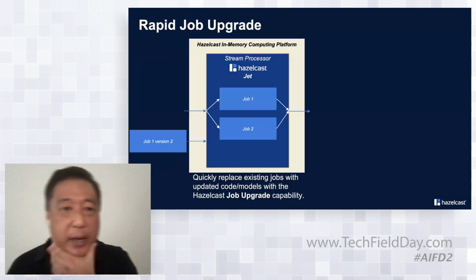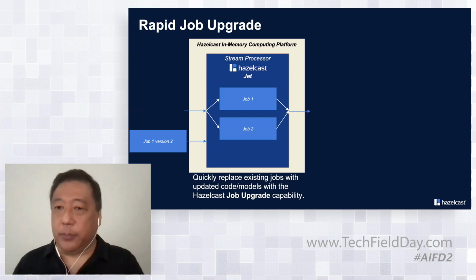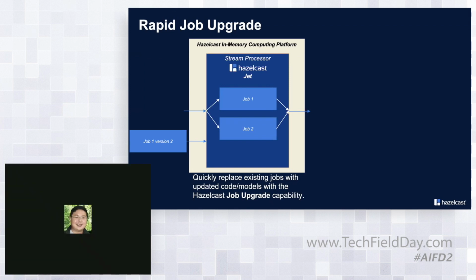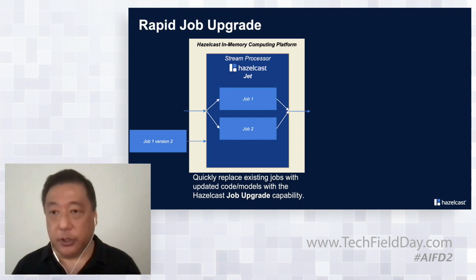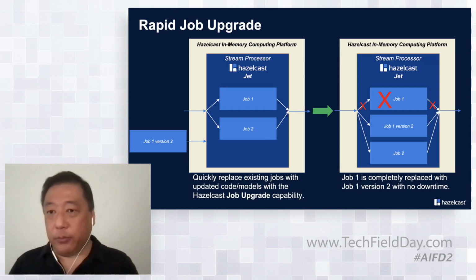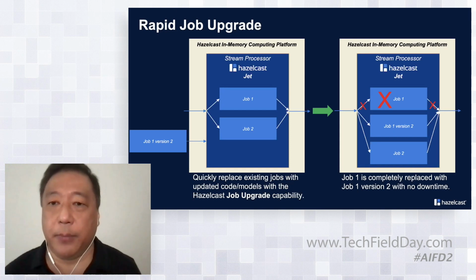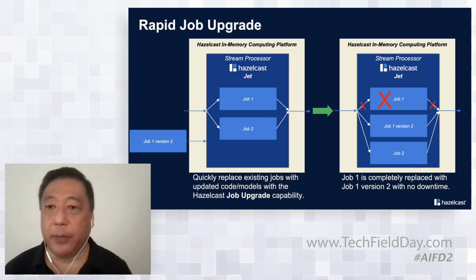And the last thing I want to talk about is just this notion of rapid job upgrade. Whenever you want to deploy a new version of a job, you want to make sure that there's no data loss and no downtime. And we have a mechanism that, interestingly enough, takes a snapshot in memory of the state of the stream, replaces the old job with a new job, and then continues the processing by applying the new data that was captured in the snapshot into that new version. And so you get that continuous processing after inserting a new version of a job.